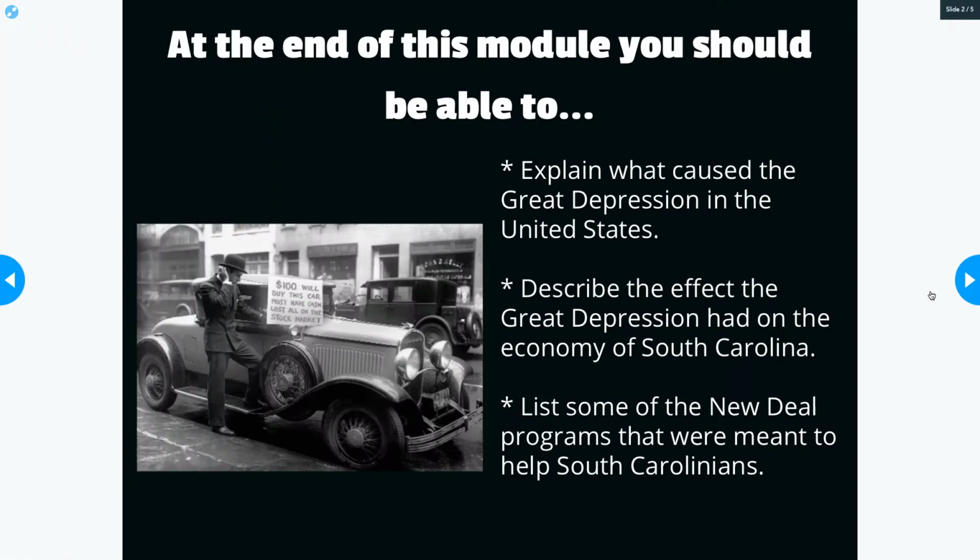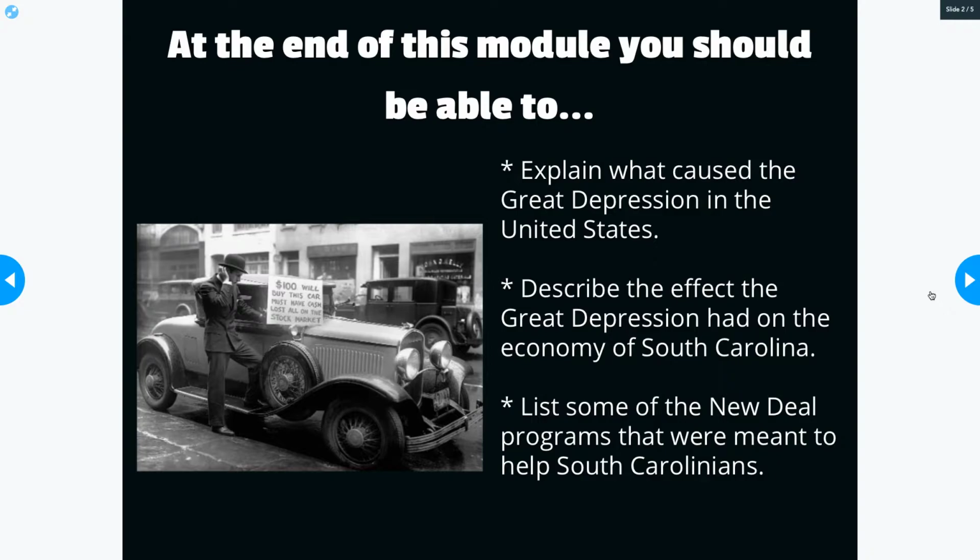Now, the three things that you should be able to do when you get finished with this module is explain what caused the Great Depression in the United States. I'm going to hit that in the first slide today. Describe the effect the Great Depression had on the economy of South Carolina. Of course, this is South Carolina history, not U.S. history, so the read and I will devote quite a bit of time to South Carolina.